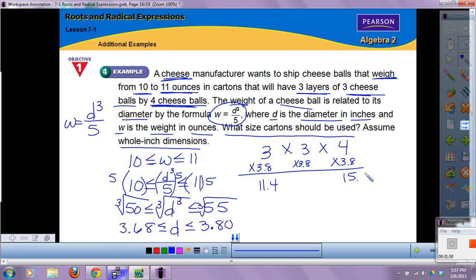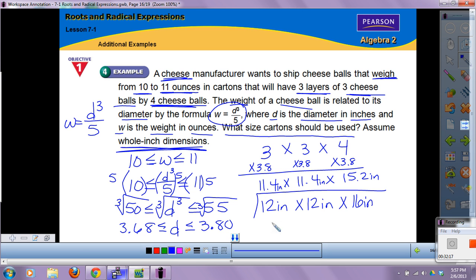That's again 11 and 4/10. 11 and 4/10 what? Your diameter is in inches. That's 11 and 4/10 inches by 11 and 4/10 inches by 15 and 2/10 inches. But remember, you can only use whole inch dimensions. So if you need your box to be at least 11 and 4/10 inches, you've got to go up to that next whole number inch: 12 inches by 12 inches by 16 inches.